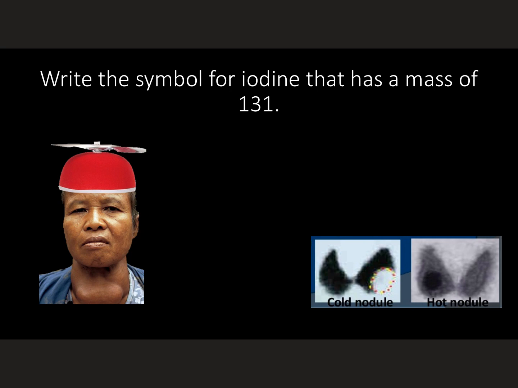Write the symbol for iodine that has a mass of 131. Okay, so remember for writing this standard nomenclature or symbol, AZX, your mass is going to go on top, and then your atomic number is going to go on the bottom. So if we have iodine 131, the mass will be up here, and then your atomic number will be down here. So that is how you write iodine 131.